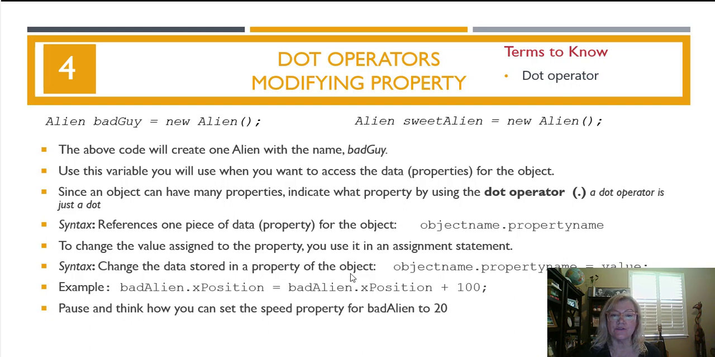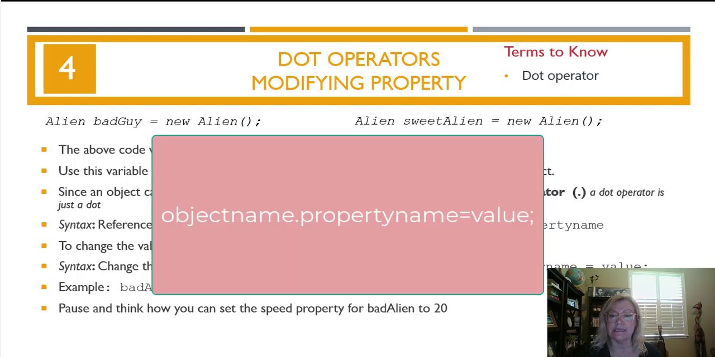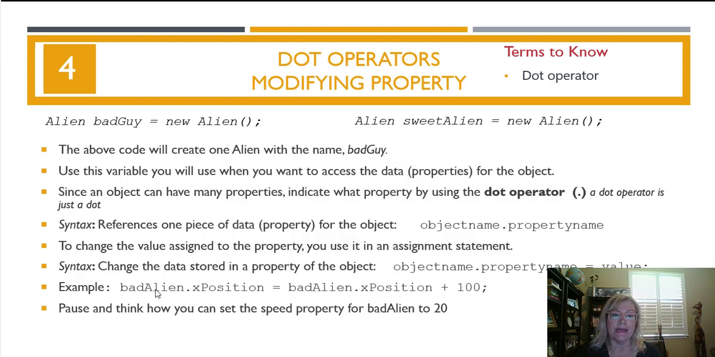So the syntax to change the property of an object is the name of the object, like bad guy, the name of the property, and you're going to write an equal sign, and then the new value you want that property to have. Now this is a little complex. Example here, bad alien.xPosition. I'm going to change that to be equal to what? Let's grab the current X position and add 100. So what just happened? It just shifted over 100 pixels. When that statement executes, it takes the current position and shifts it over 100 pixels.